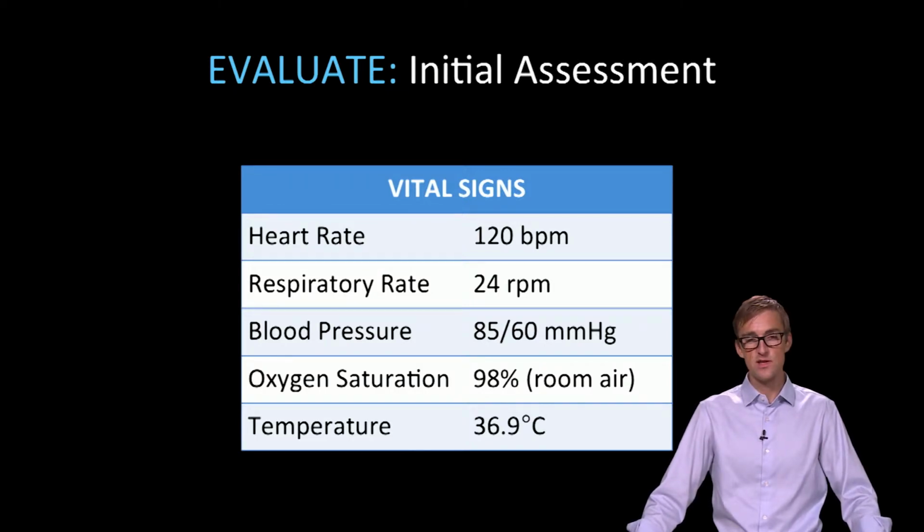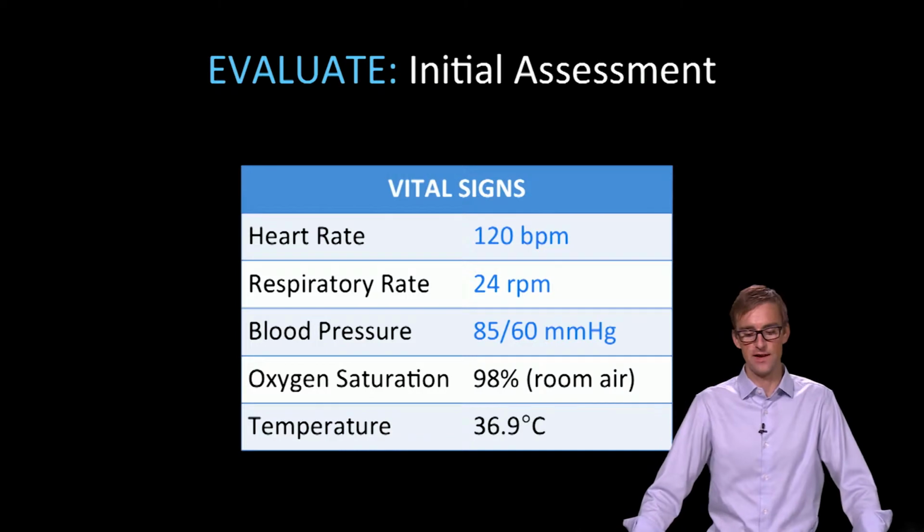His blood pressure, we note, is low for an adult at 85/60. Oxygen saturation on room air appears rather normal at 98%. And his temperature also fairly normal at 36.9. So as you can see, there are also some abnormalities on his vital signs.